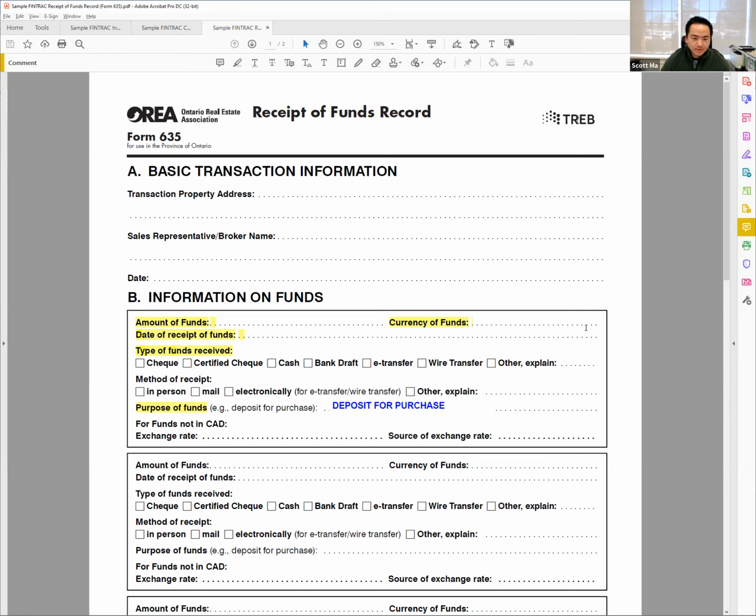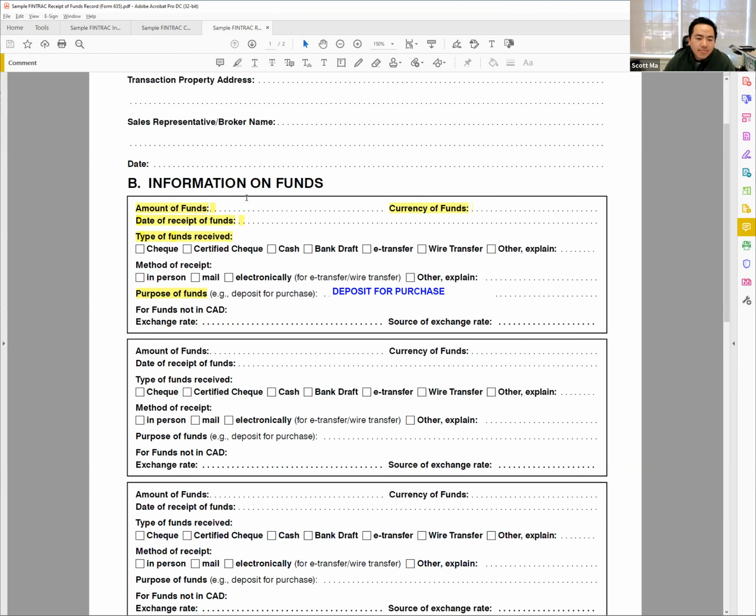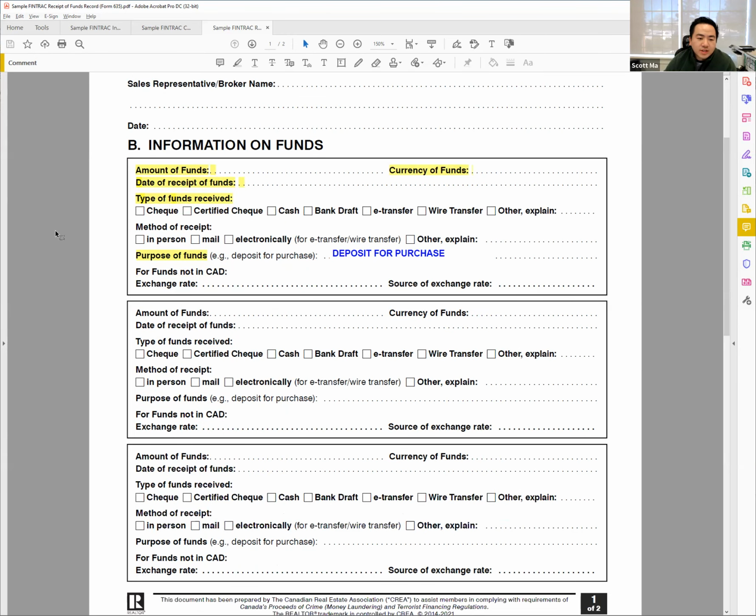So the third form is the receipt of funds record. So you'll basically fill out this form whenever you receive funds for a transaction. So I think most transactions will involve, if you're acting for a buyer and you receive the deposit funds, then you have to fill out this form. So you'll put in the transaction property address, your name, and the date you received the funds. And then you need to fill in some information about the actual funds. So how much was received, the currency, the date of receipt, the type of funds.